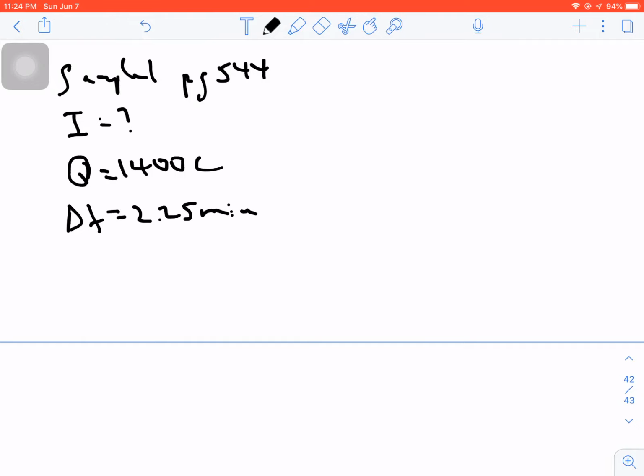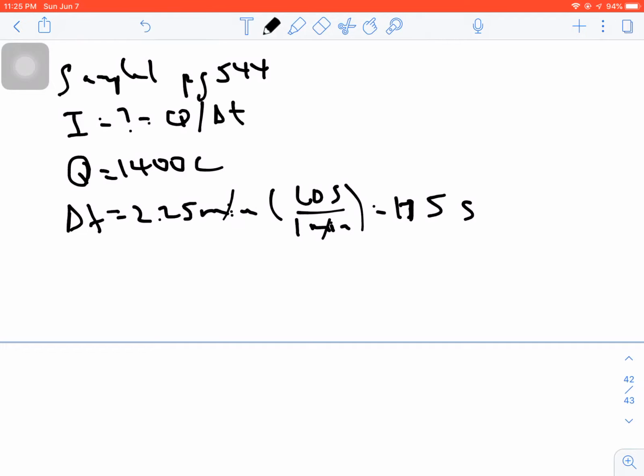Right? So I know 2.25 minutes. I know that a minute is 60 seconds. My minutes disappear, and this turns into 135 seconds. Okay, and now I can find my I as the quantity of charge that flows through divided by the time that it takes for that to happen.